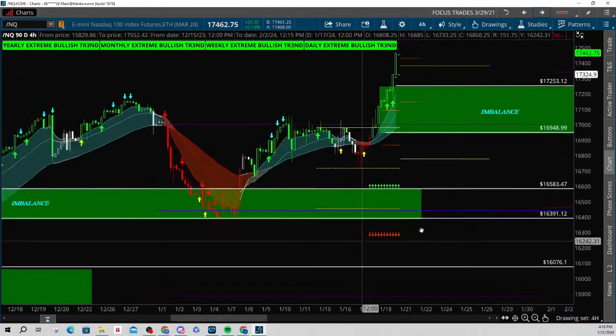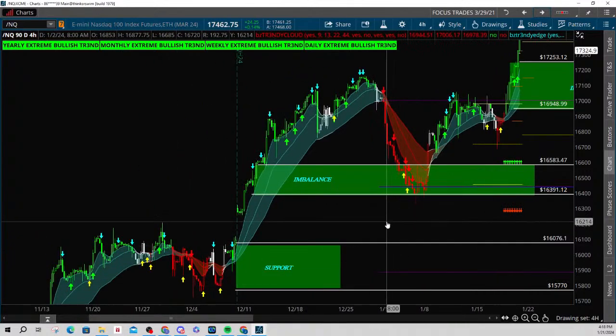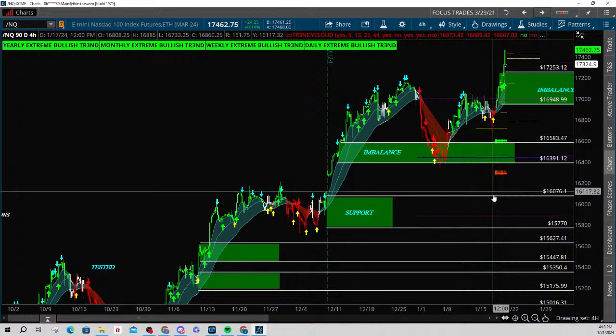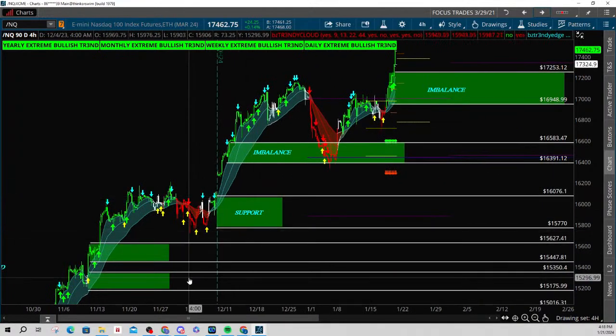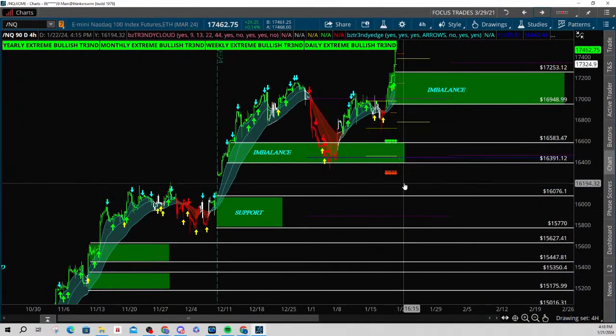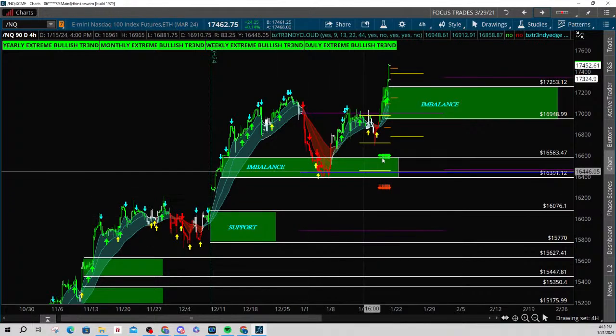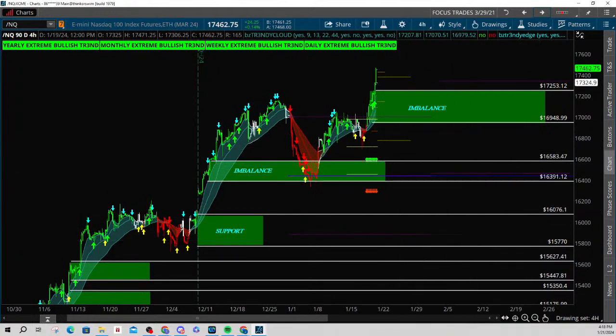I just want to show you the imbalances, and this was the imbalance that we had from before. If you want to freeze the screen, you can do that too, and go ahead and add these levels. These are all levels of potential relief bounces, or in this case, really big rallies in this up market. Again, these things work really, really well. And that is not the end of the broad market analysis.